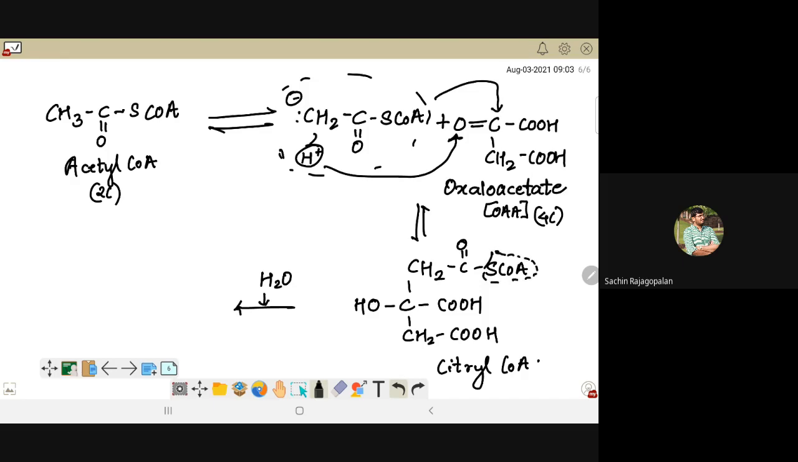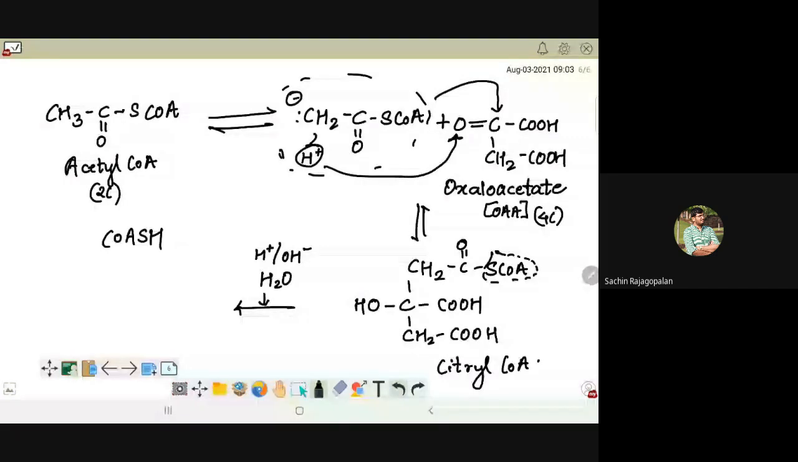So whenever CoA has to be released free, it has to be released as CoA SH. So it needs a hydrogen. That hydrogen is going to come from water, because remember, water is nothing but H plus and OH minus. So that H plus is going to be taken up and CoA SH will be released. So let us write that down separately.